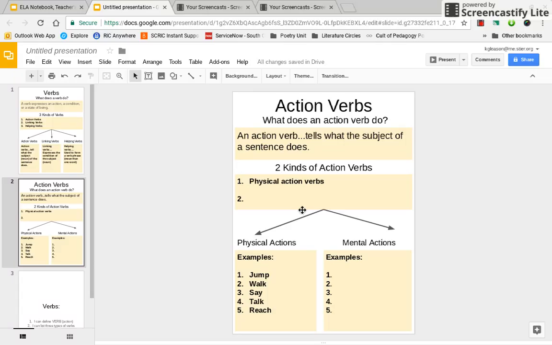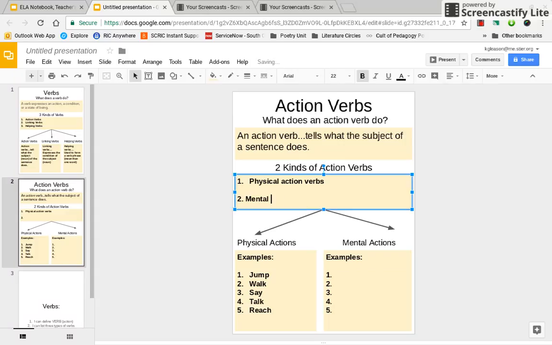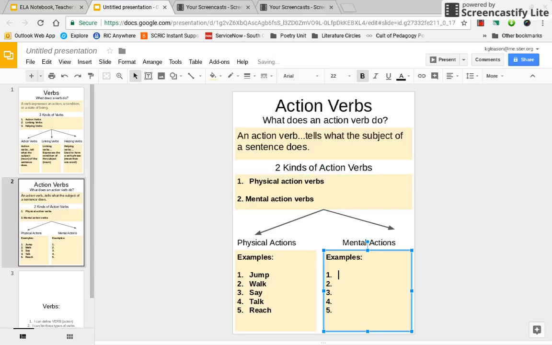Okay. The other kind are called mental actions. So mental action verbs. And these are things that people do, but we can't see them doing it. So for example, dream. We cannot see someone dreaming, but they're still doing it. Believe. I cannot see you believing in Santa Claus, but believing is still something you are doing. Think. I cannot see you think about what the answer is, but you're doing it.